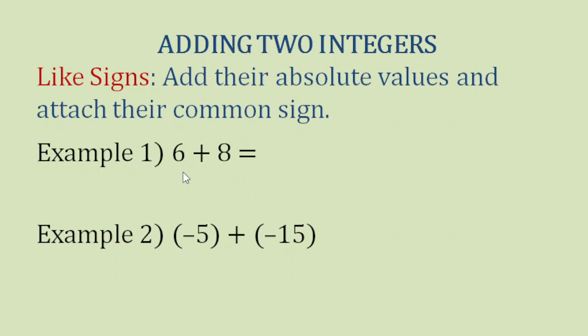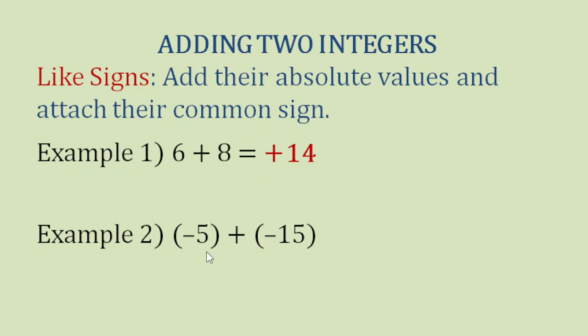Example number 1, 6 plus 8. Of course, the two integers have like signs, positive and positive, so we add the absolute values. So 6 plus 8 is 14. Then attach their common sign. The common sign is positive, so it's positive 14. Or we may not attach this plus sign here because a number without a sign means it's a positive number.